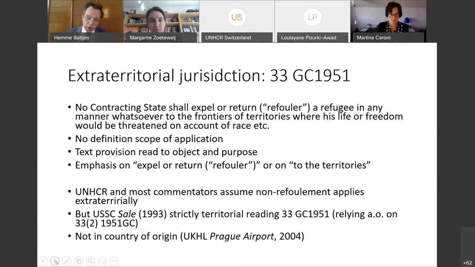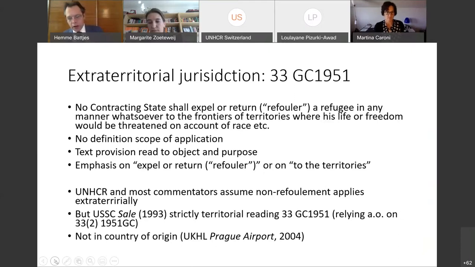And here, basically two approaches, a territorialist one and a universalist one, have been advocated in the past. So on the one hand, one could put the emphasis on the words expel or return, refouler. And refouler, as I think you all know, means something like rejecting at the border. So expulsion is from within the territory, and then return would mean non-admission at the border. And the conclusion would then be that the provision does not allow for extraterritorial application.